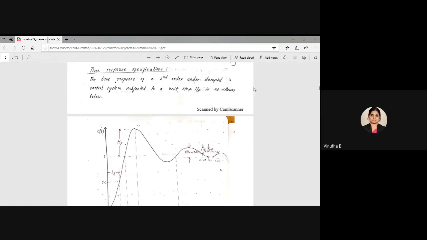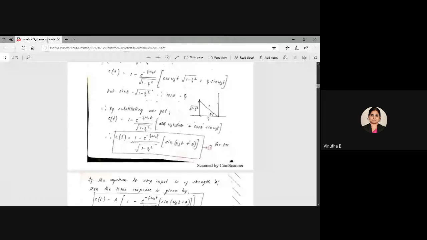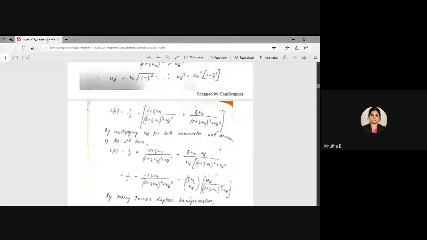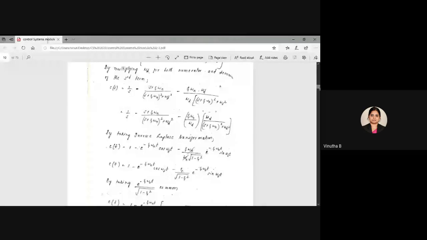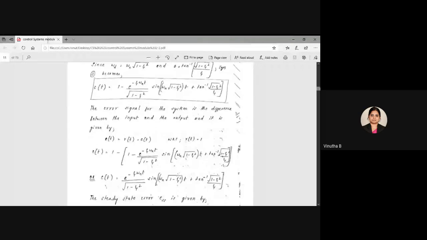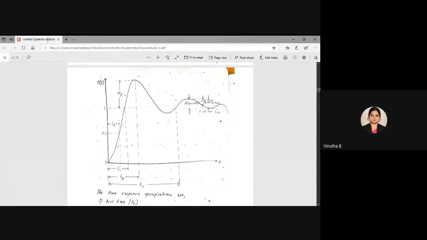So you can see the screen, the time response specifications. I'll just run that. So consider this. This is for underdamped. So you can see the response for underdamped. You can see the wave which is generated and which is oscillating here.